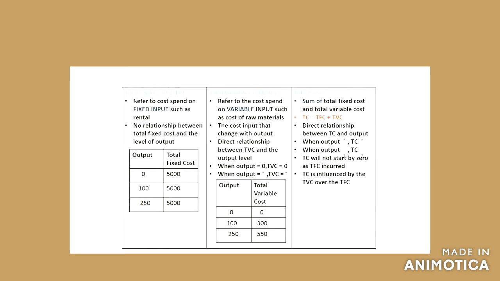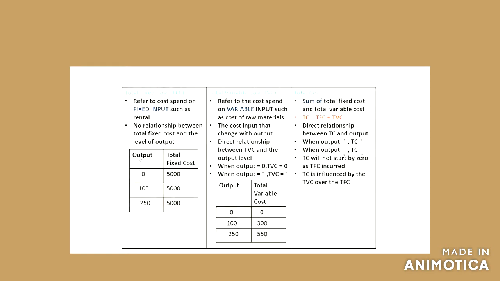So first is total fixed cost. The nickname is TFC, and second is total variable cost, TVC, and lastly is total cost. So total fixed cost refers to costs spent on fixed inputs such as rental. So it does not refer to the cost spent on output. So we just see it as fixed input. So it means, as I said, it has no relationship between total fixed cost and the level of output.